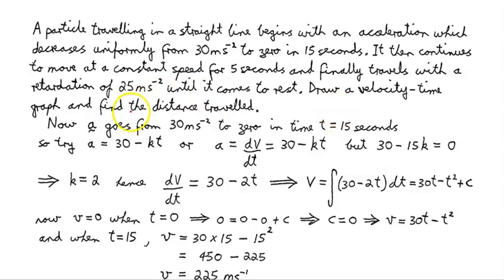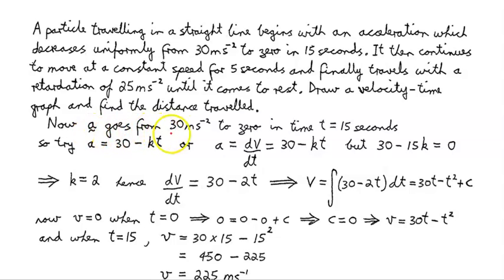We want to draw a velocity graph and find the distance traveled. So here's our particle. How far has it gone, given all this information? All right, we need to find out a little bit more about an expression for acceleration, because acceleration is related to the rate of change of velocity. And a velocity time graph is what we're hoping to achieve.